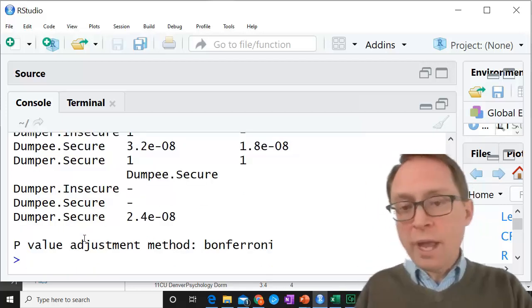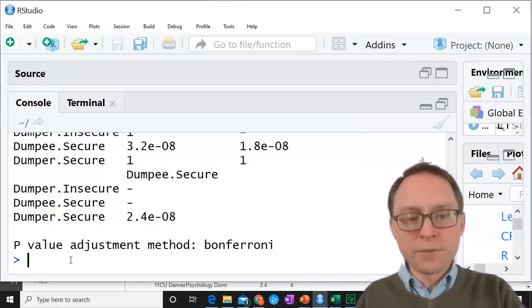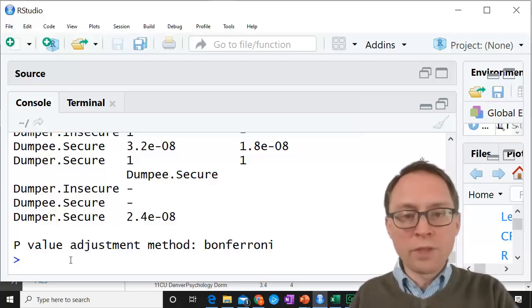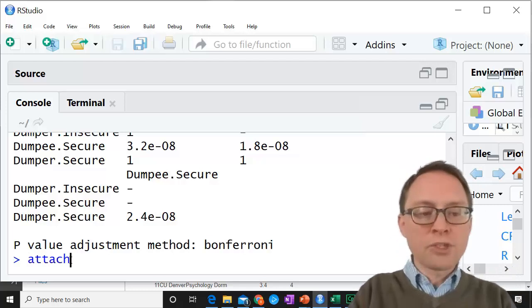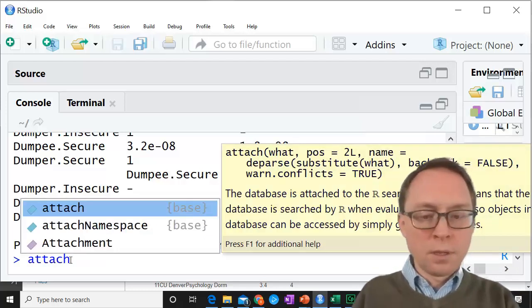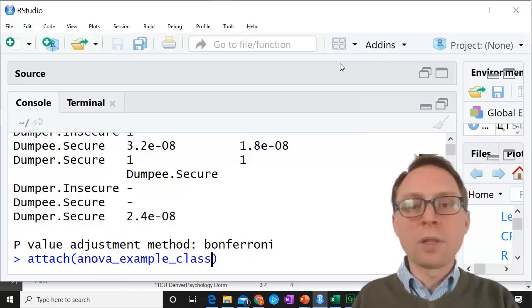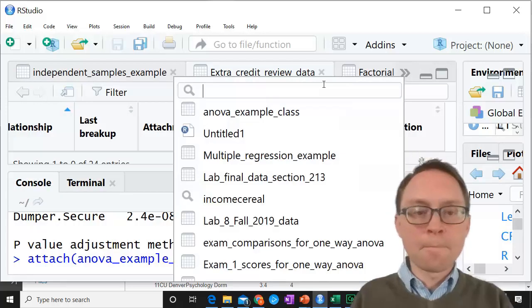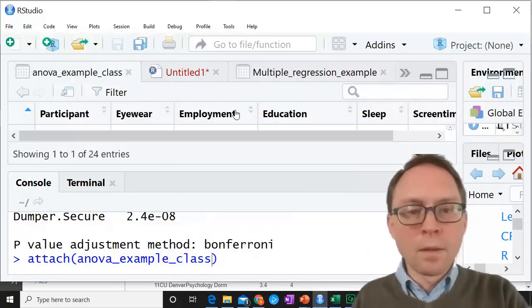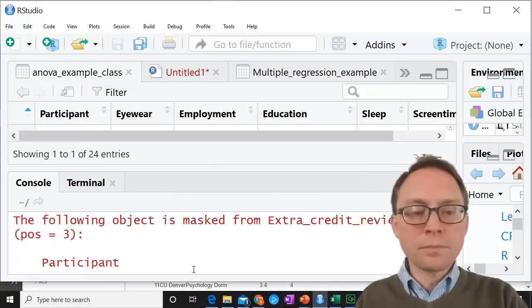Okay, so let's go ahead and try this with a new set of data. And I want to go through all of these, and we'll ask several questions about my hypothesis. So I'm going to attach a different data set. This is going to be ANOVA example class. Let me make sure that that's the right one. All right, ANOVA example class. I'm going to attach that one. Okay.